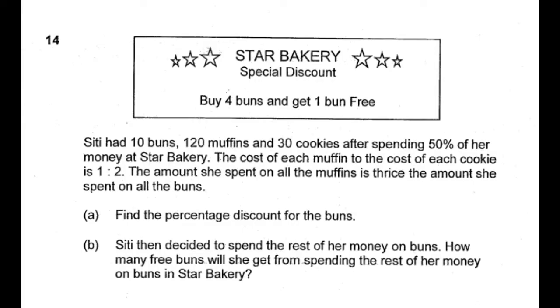Let's look at an interesting question from Red Swastika 2018 prelims paper. This is question number 14. Siti had 10 buns, 120 muffins, and 30 cookies after spending 50% of her money at Star Bakery. The cost of each muffin to the cost of each cookie is 1 is to 2. The amount she spent on all the muffins is thrice the amount she spent on all the buns. Find the percentage discount for the buns.